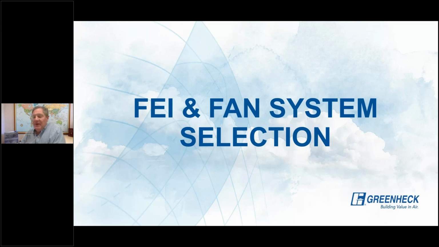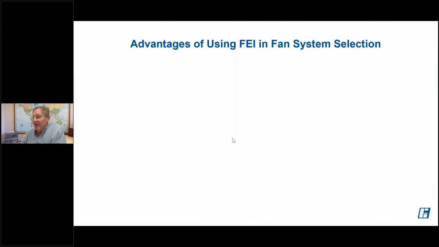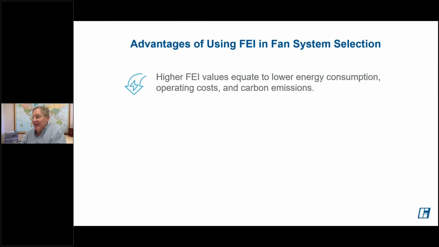So how do we use FEI in making fan selections? And how does it work? The advantage of FEI is that a higher FEI, as I've already kind of alluded to, equates to lower energy consumption. Lower energy consumption ties to lower operating costs, and lower energy consumption is going to tie to lower carbon emissions as well. All good things for you as the engineer. It's good for the owner, and it's good for the environment.